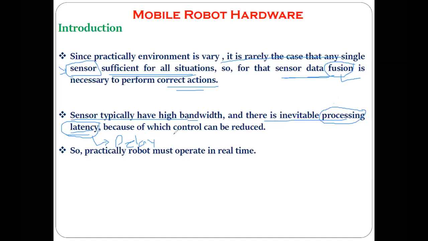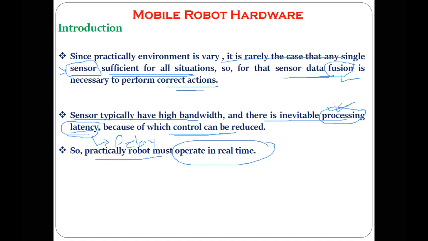Because of which, the way we can control the robot cannot be 100% correct, or we cannot control the robot 100% accurately because of such processing latency, or we can say we cannot get 100% output from the robot. But what we expect practically from a robot is that it should operate in real time.